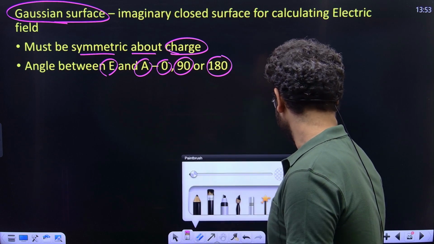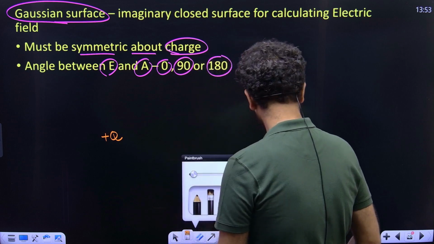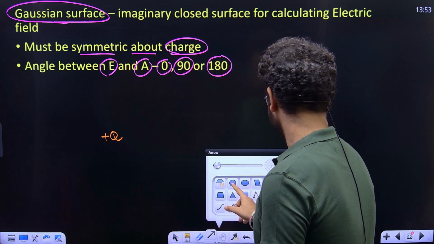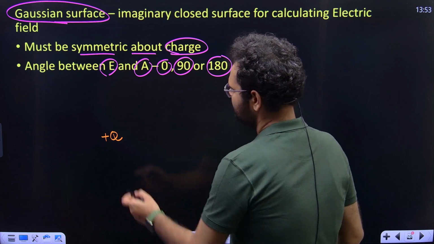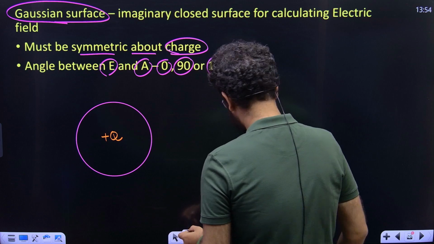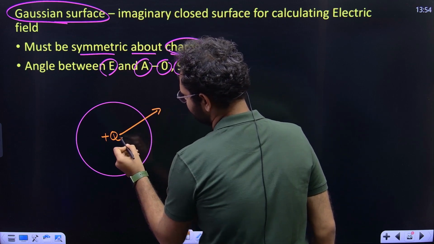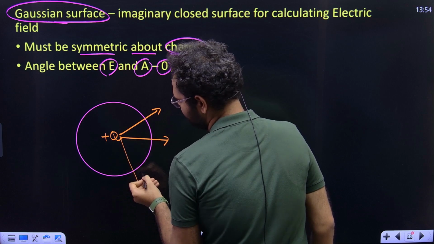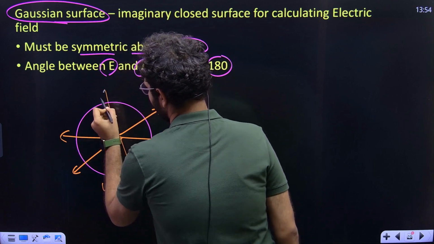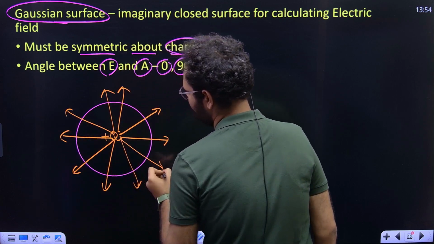Let us say I have to calculate the electrical field. This plus Q charge is there. So what is the Gaussian surface for this? The Gaussian surface of this charge is simply a sphere. If I draw electrical field lines, how are they? Like this, just now we have discussed. Yes, these are electrical field lines. Now you tell me, is our electrical field calculation possible?